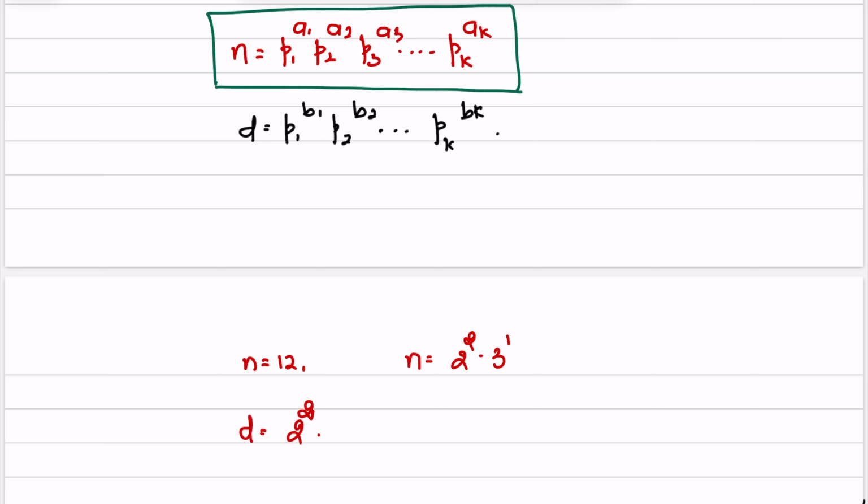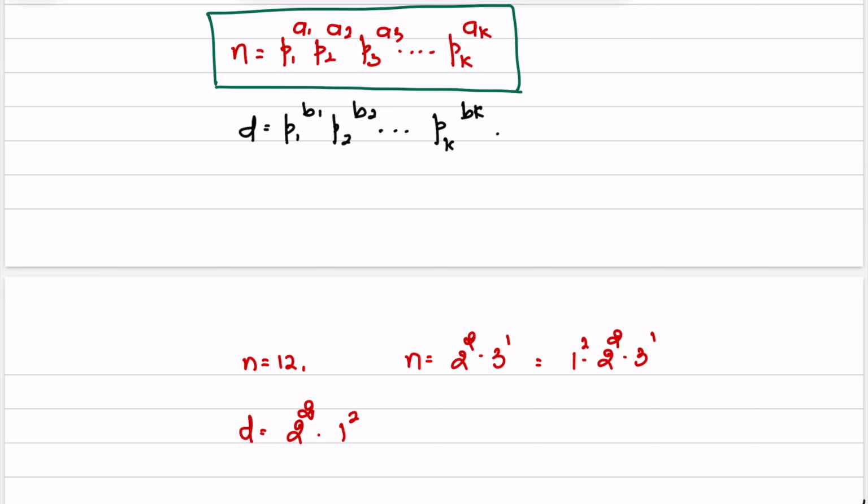Now, the number of perfect squares are, this can also be, n can be written as 1 square into 2 square into 3 to the power of 1. Here D can be 2 square into 1 square.